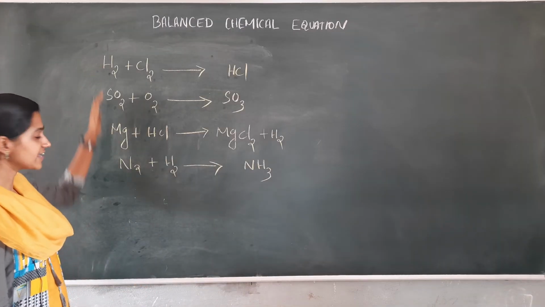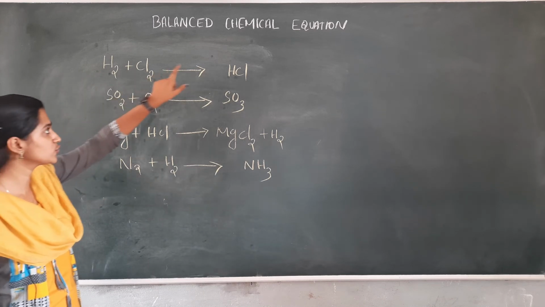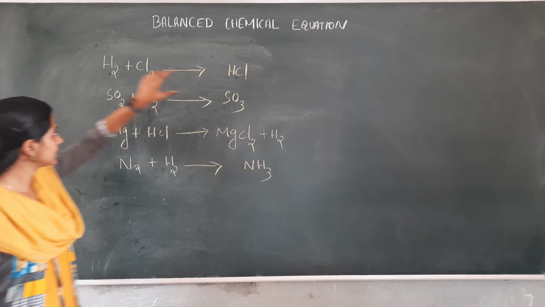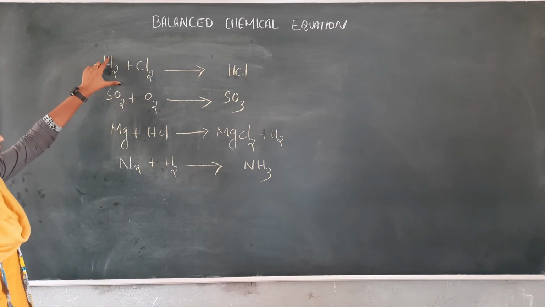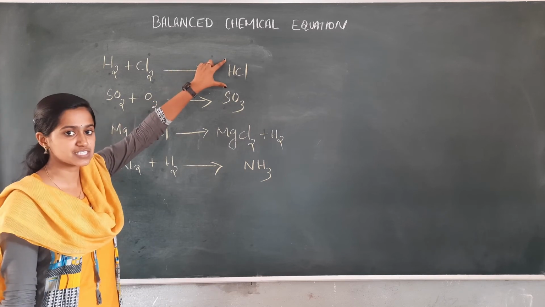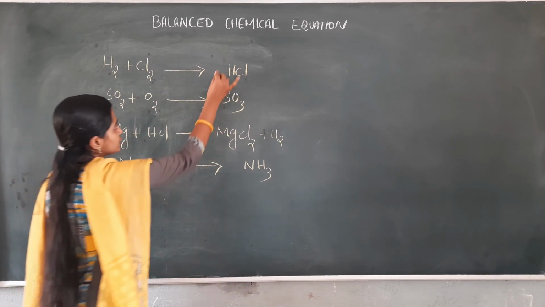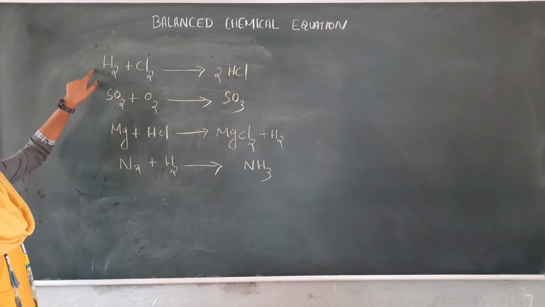Now let's balance these equations. The first one: hydrogen reacts with chlorine to produce hydrochloric acid. Here on the reactant side 2 hydrogen and also 2 chlorine are present. So in order to balance this equation, on the right hand side of this equation we just put the coefficient 2. So this equation is balanced.